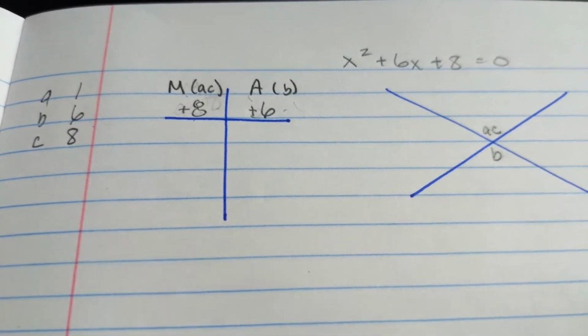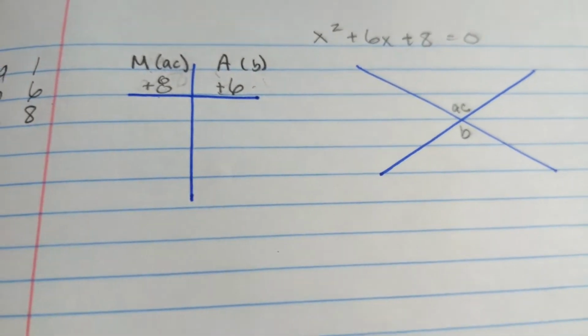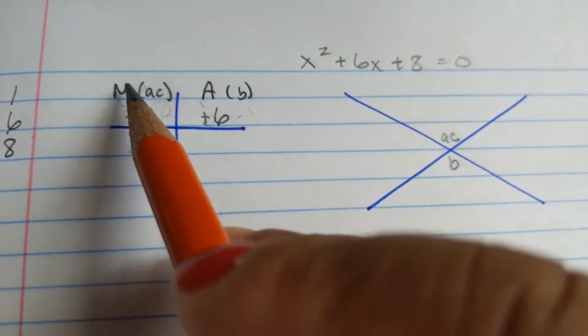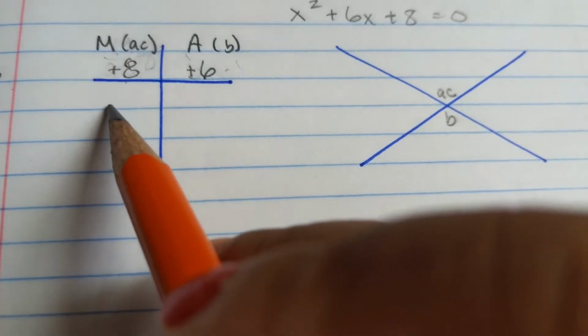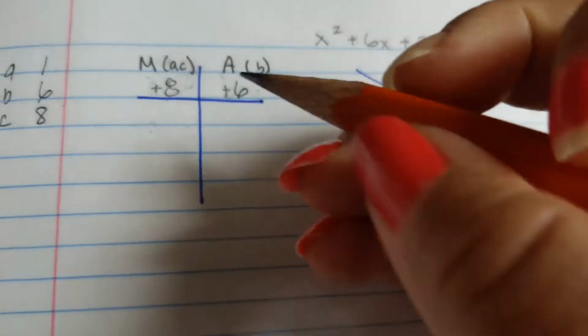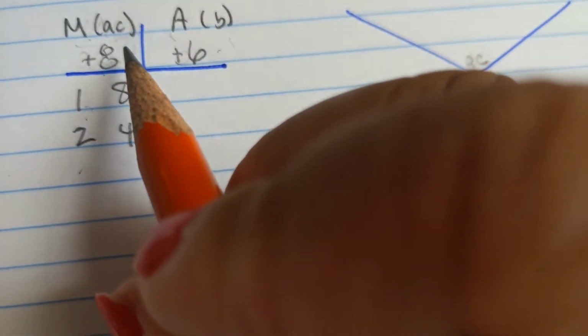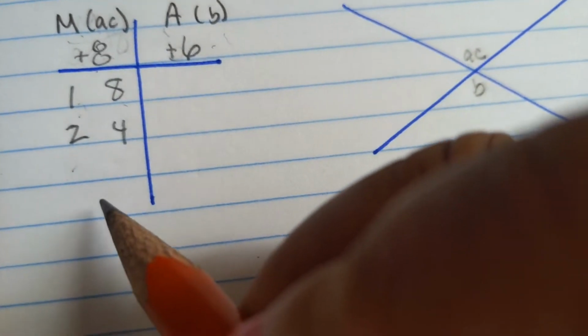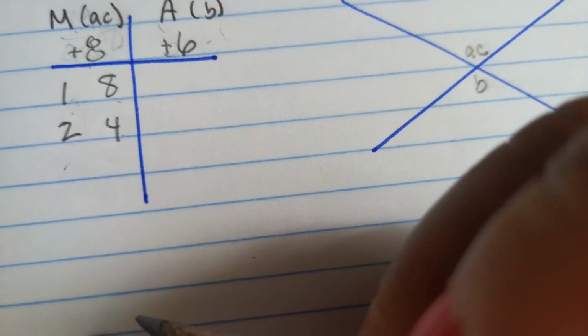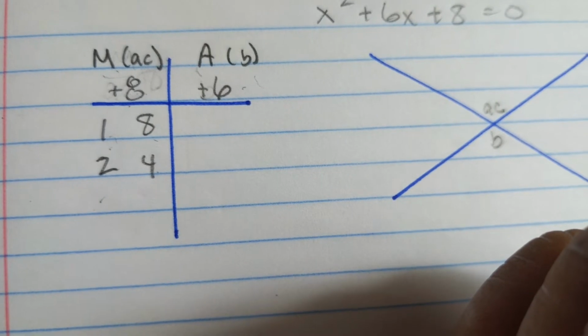What exactly am I talking about? Well, my factors are the two numbers that multiply and give me 8, because that's what I'm finding here. What two things multiply to give me 8? We're going to start with the easy one first. 1 and 8. The next one that I have is 2 times 4. 3 does not go into 8 evenly. 4 is already there, so I do not have to rewrite it.